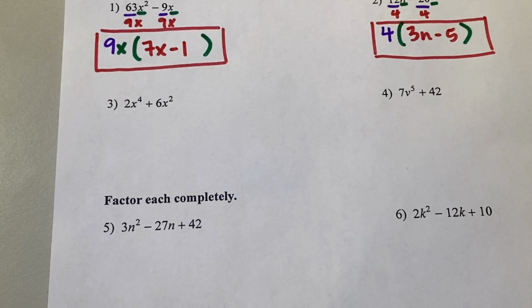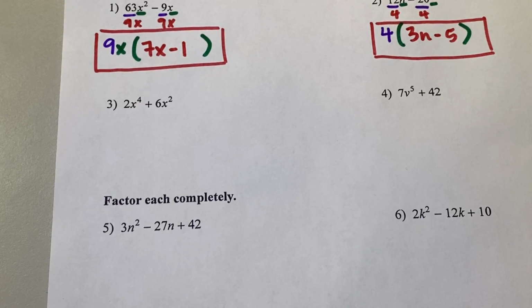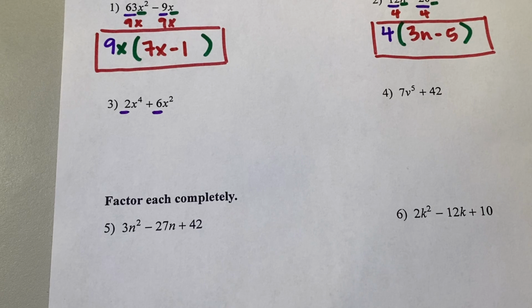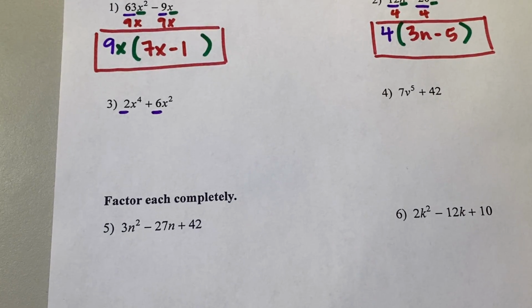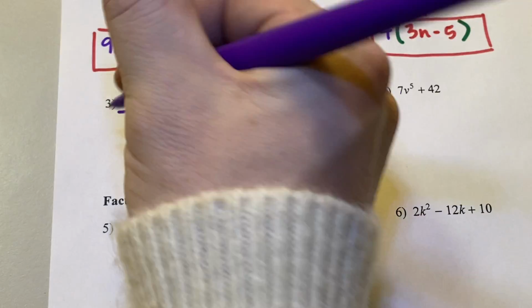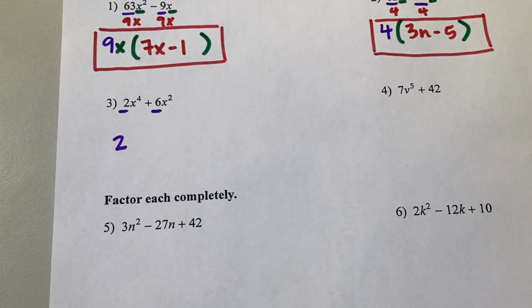Ooh, get some higher powers going in here. First things first, we got to look at our coefficients, 2 and 6. What is the GCF, biggest number I could divide both 2 and 6 by? What do you think? Raise your hand if you know it. Nora? 2. I can divide 2 by 2. I can divide 6 by 2. So we can take out a 2.